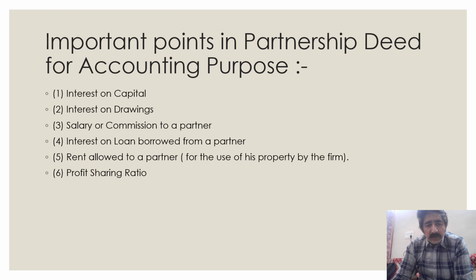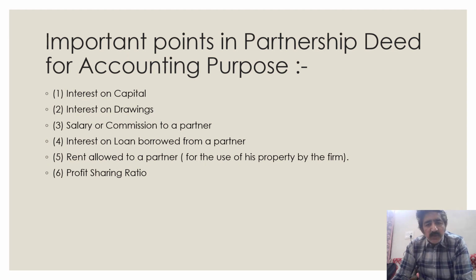Then commission to a partner can also be given when a partner is acting as a marketing executive or sales executive of the business. There can be one of the partners who is very good in communication, and he's a go-getter. He meets people and gets business, gets orders for the partnership firm. So because of his extra efforts to increase the sales of the partnership firm, he's rewarded. He's given the incentive of commission as a percentage of whatever sales he makes.